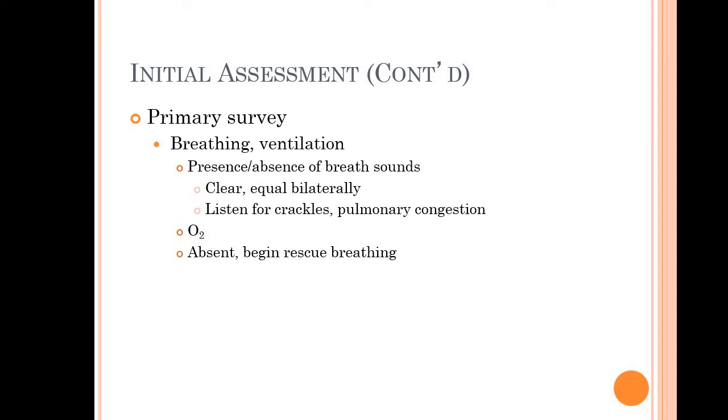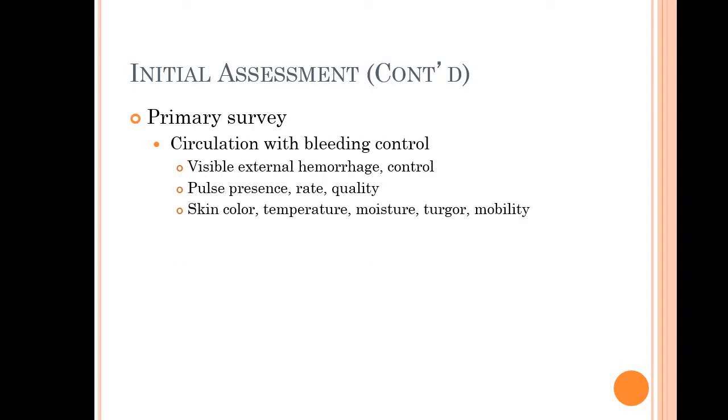So see if it's clear and equal, but listen for your crackles, your pulmonary congestion kind of stuff. Give them the O2 that they need if they need it. And if it's absent, just go to the BVM. So we've got to make sure that we control our bleeding and that we check for their pulse. Is it strong enough? Is it normal? Is it there at all? Do they have a radial? Maybe their radial is absent, but the carotid isn't. That sort of thing.